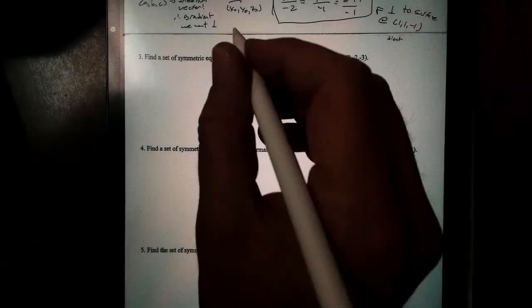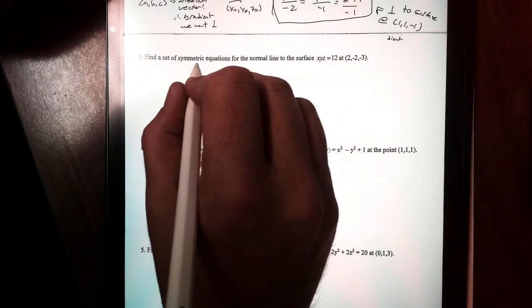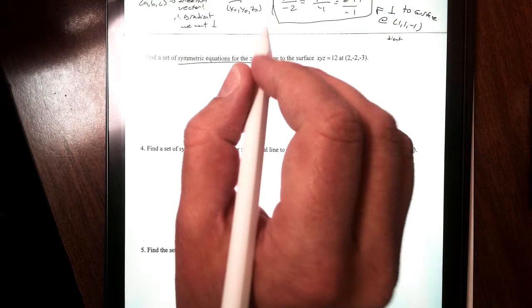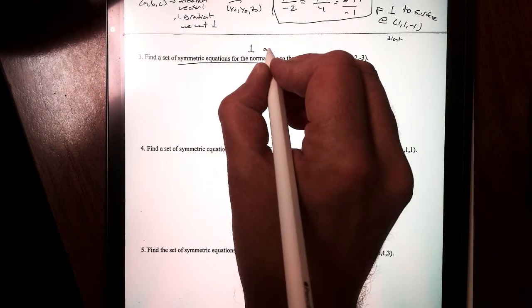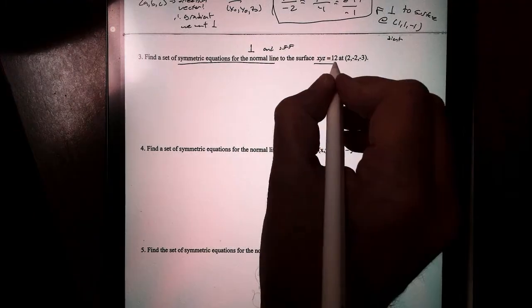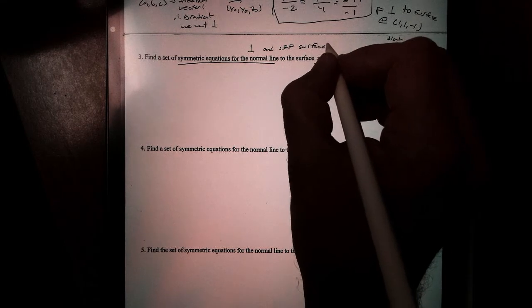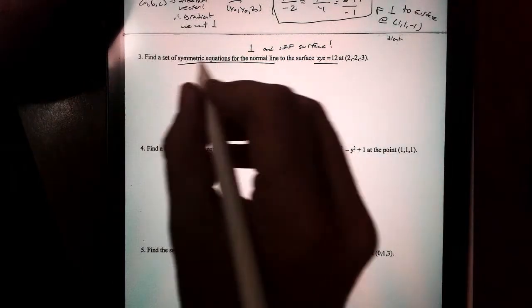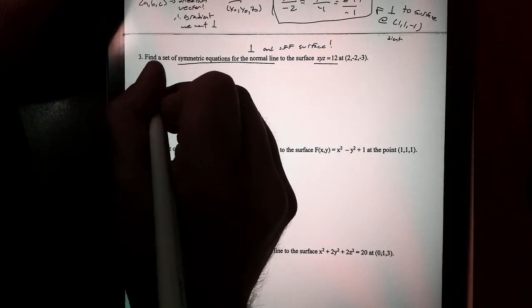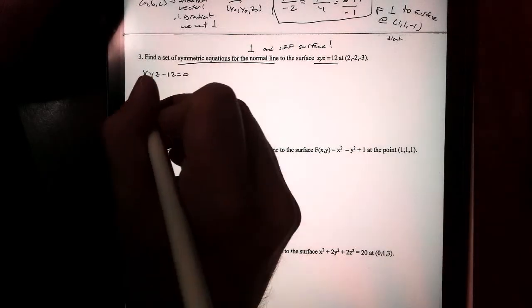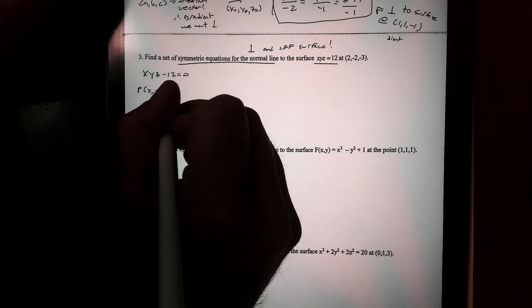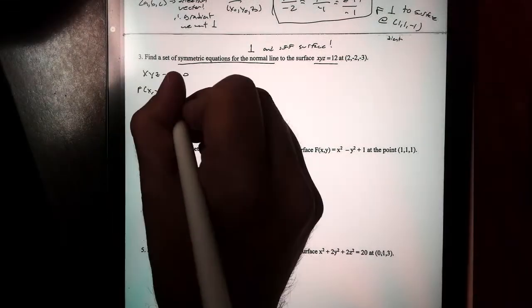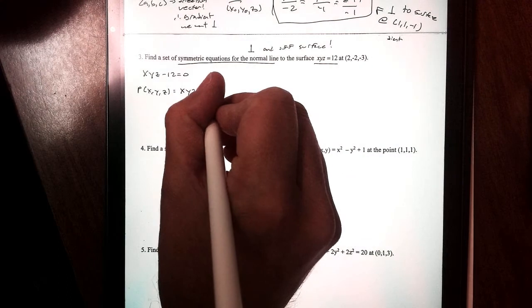So let's take a look at another example up here, number 3. It says we want to find the set of symmetric equations for the normal line. So we want this perpendicular and off this surface at our given point. The first thing I'm going to do, since I want it normal to that surface, is add my extra dimension. So if I say xyz minus 12 equals 0, I can now write this as another dimension, and that's going to become p of x, y, z equals xyz minus 12.